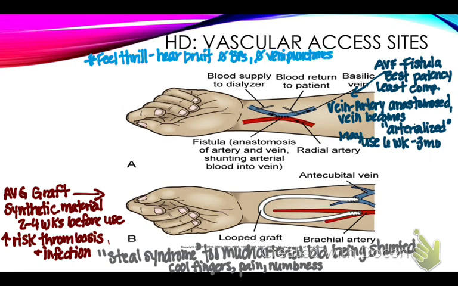Now, with your access devices, feel the thrill, hear a bruit, right? Feel the thrill, hear a bruit, no blood pressures, no venous punctures in that arm. So these are your patients that'll have a sign over the door or an armband on that says no blood pressures, no venipunctures in that arm. And most patients will know. They'll be like, no, don't mess with that arm. That's my lifeline.